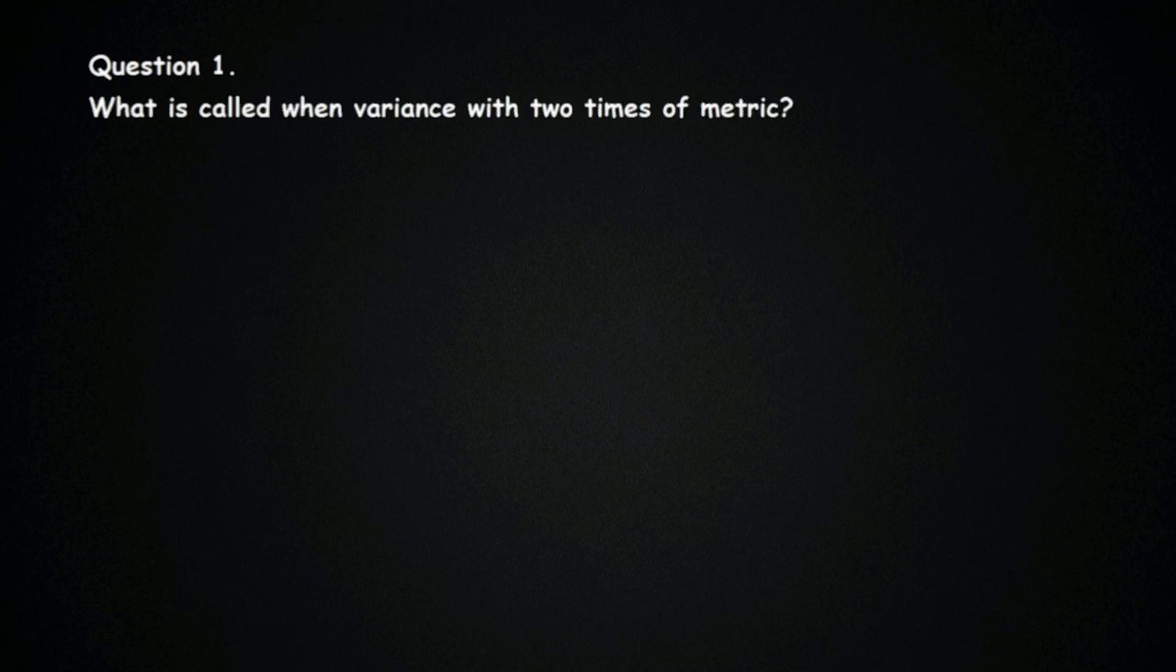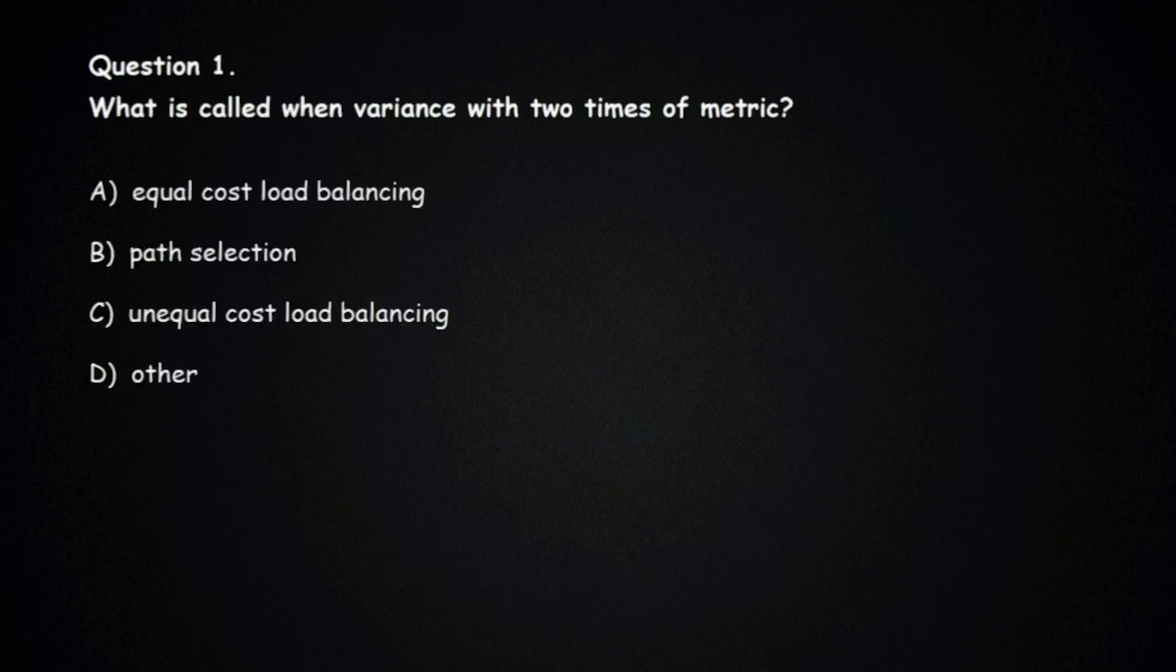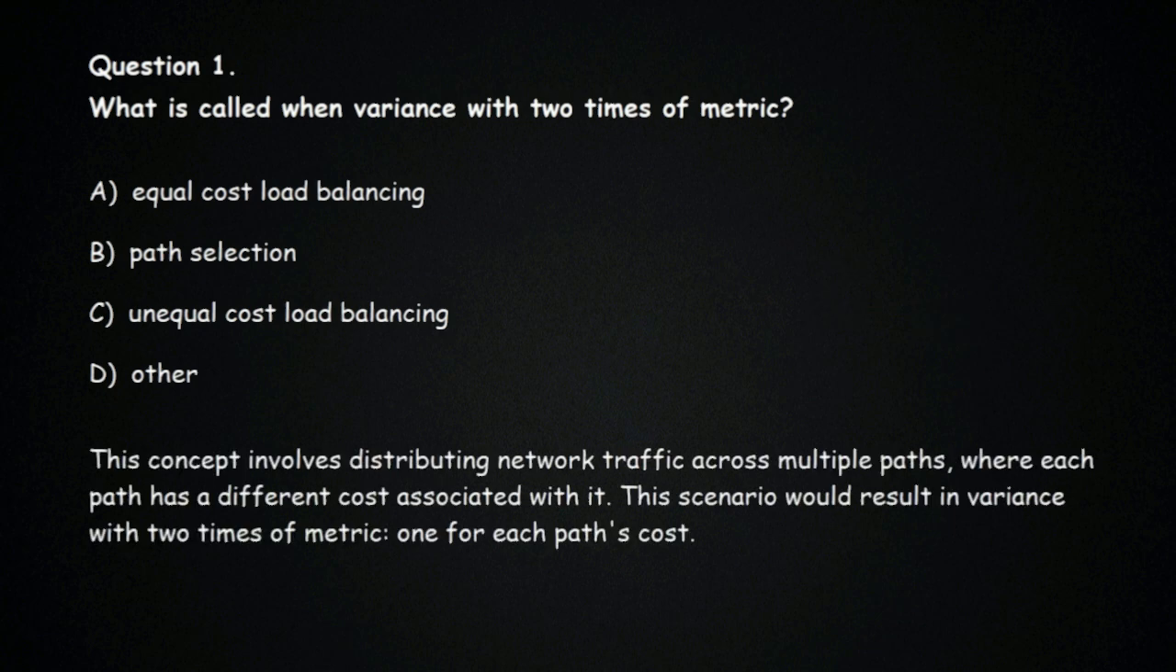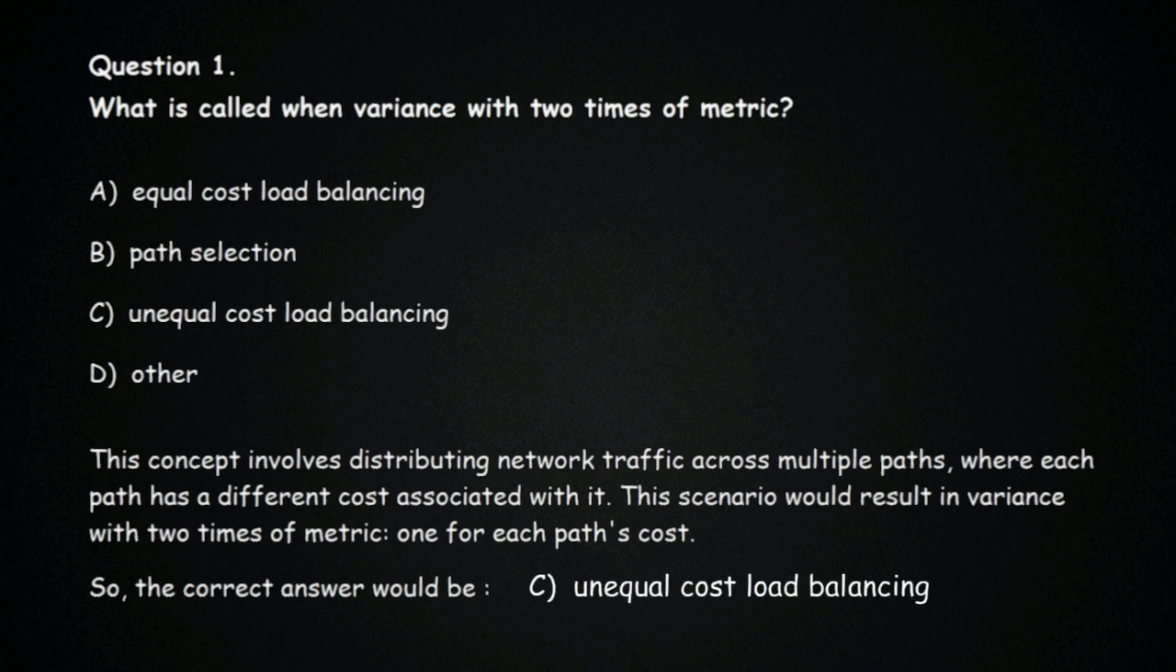Question 1. What is called when variance with 2 times of metric? Options. This concept involves distributing network traffic across multiple paths, where each path has a different cost associated with it. This scenario would result in variance with 2 times of metric, one for each path's cost. So, the correct answer would be C. Unequal cost load balancing.